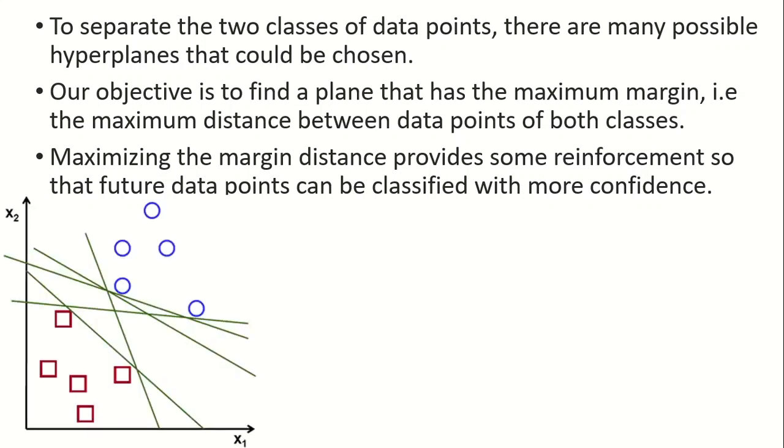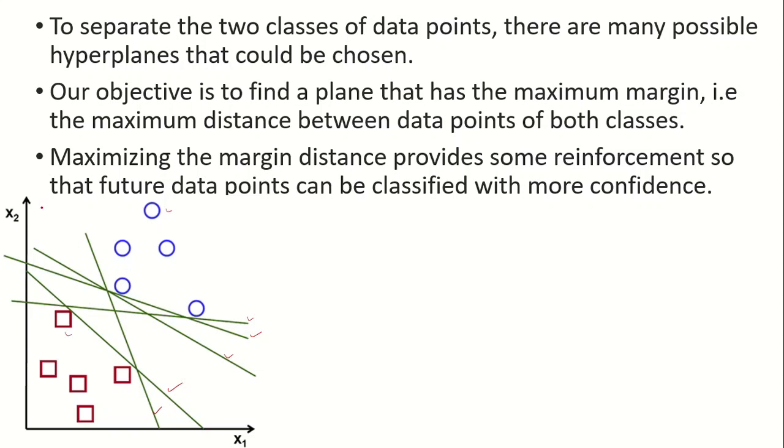Suppose these are the two classes of data we have. The circles are one kind of data and the squares are another. We have to find a hyperplane that completely separates these two categories. All these lines that we have shown here are planes that separate the two categories in different ways. This line separates them, and this line also, and this line also.